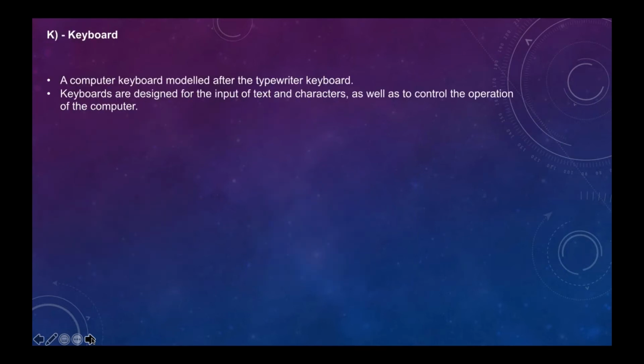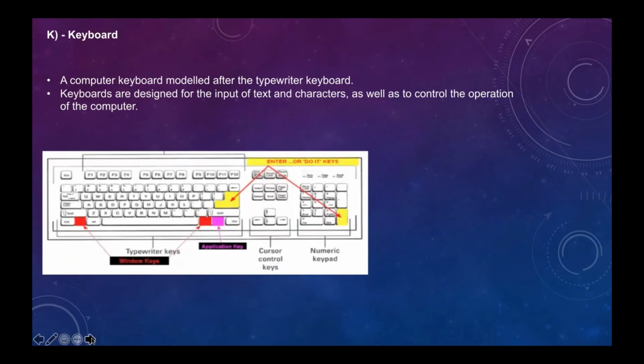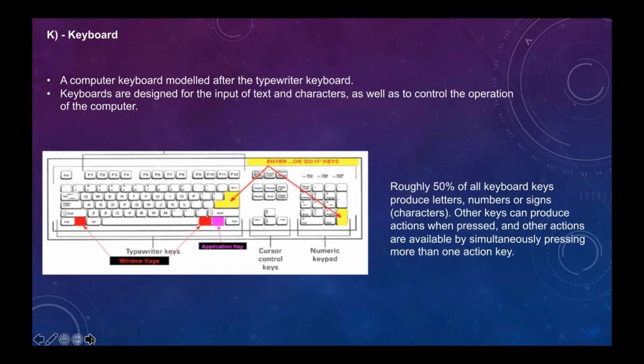Then a keyboard. I won't say much about a keyboard. We all know a keyboard, it has keys where you can type in, and some have numbers. Roughly 50% of all keyboard keys produce letters, numbers, signs and characters. You can press the characters or press the characters with another key, and it will give you something that is different. Keyboards are different in functionality, but mostly they have the same operation.